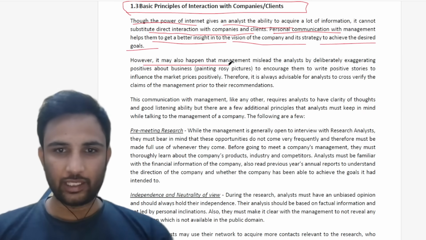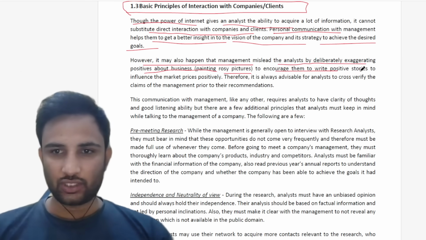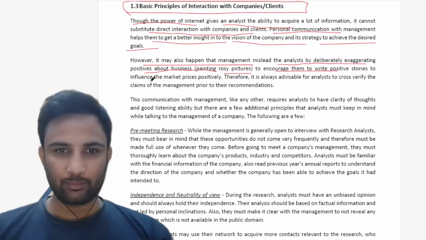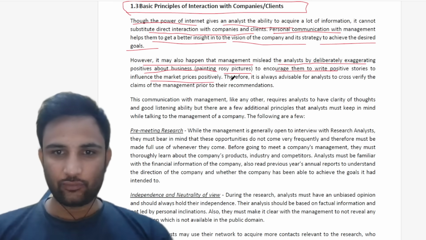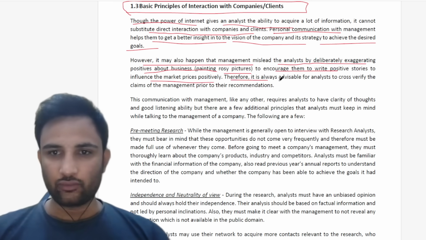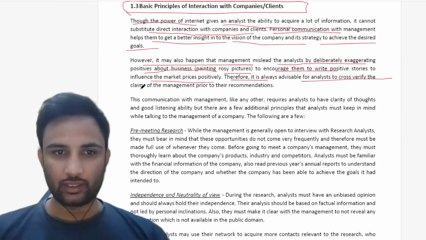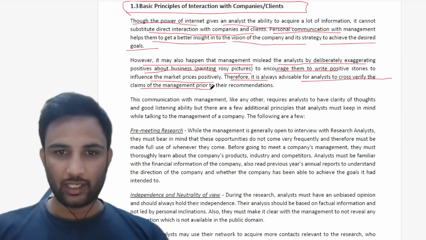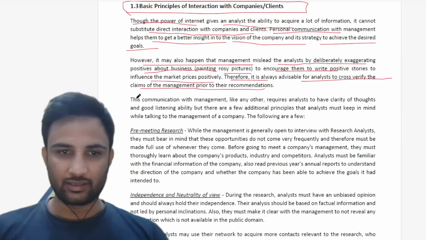However, it may also happen that management misleads the analyst by deliberately exaggerating positives about the business, painting rosy pictures to encourage them to write positive stories to influence the market prices positively. Therefore, it is always advisable for analysts to cross-verify the claims of the management prior to their recommendations.